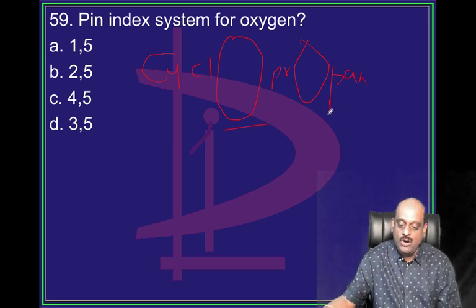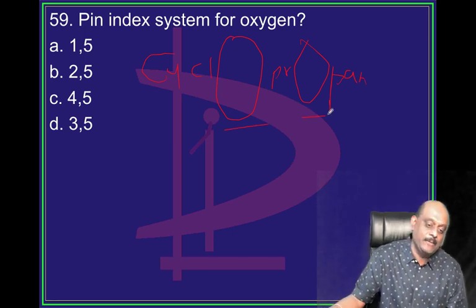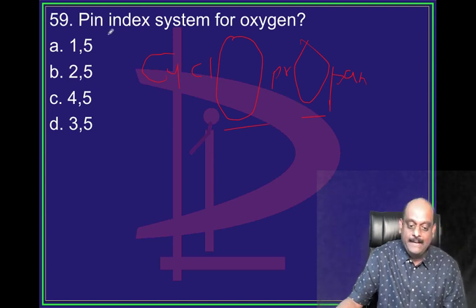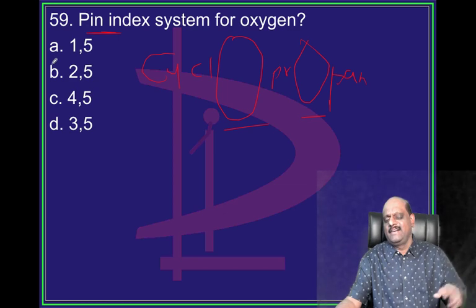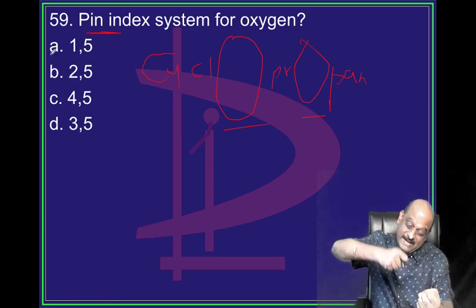Cyclopropane. Two oranges. Orange is cyclopropane. Now doctor, pin index. Another disgusting one. I feel like crushing this question.